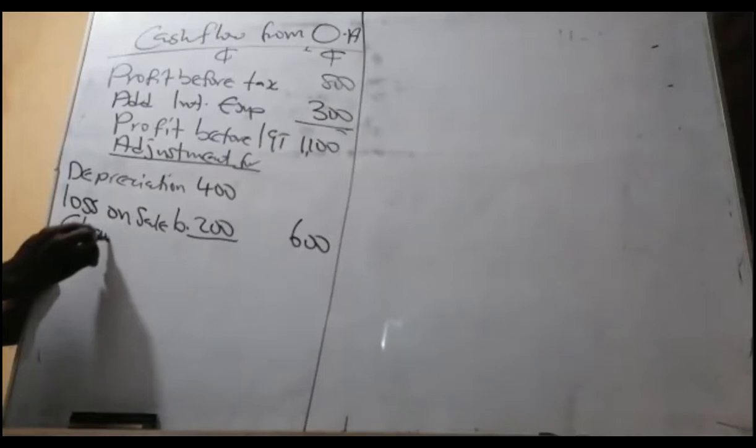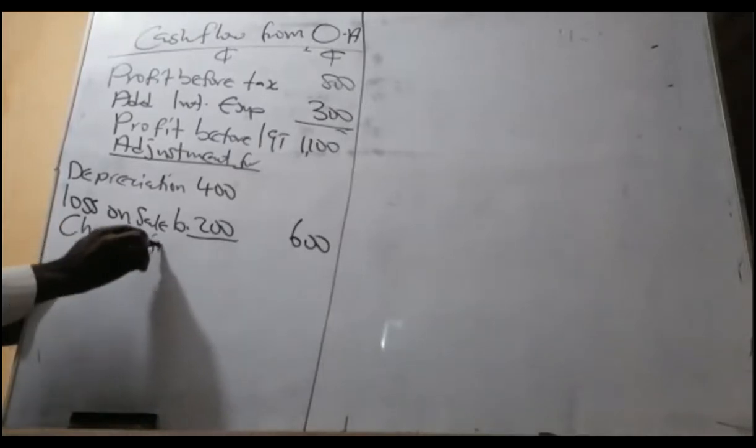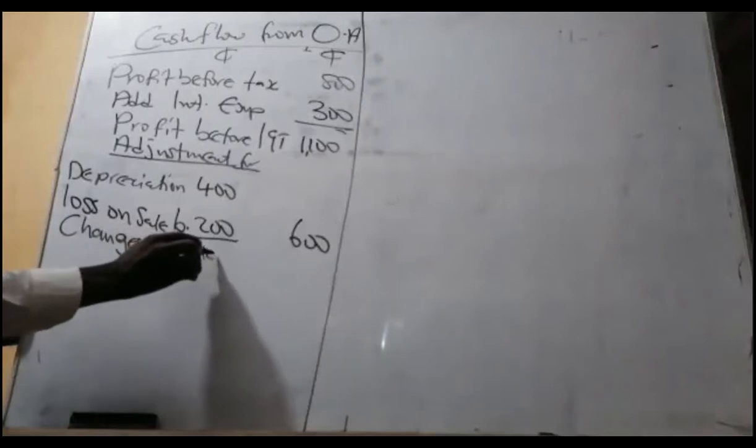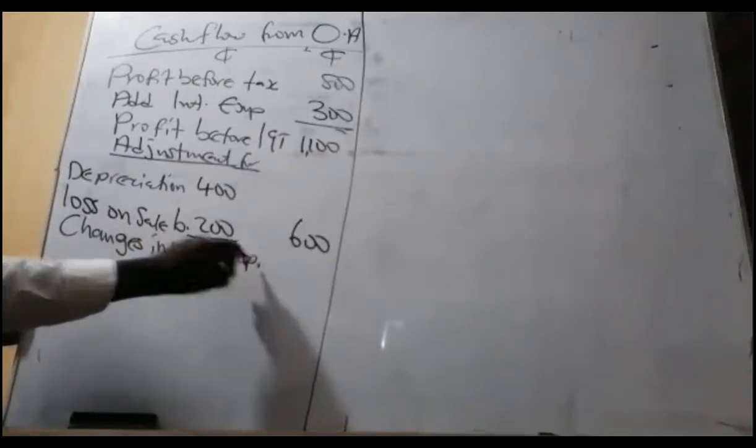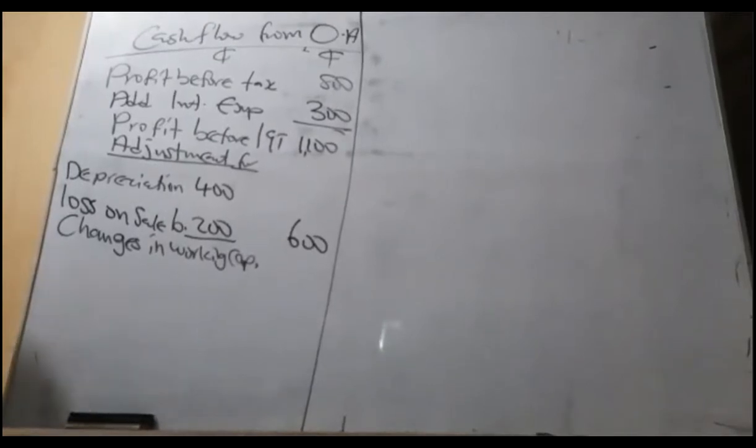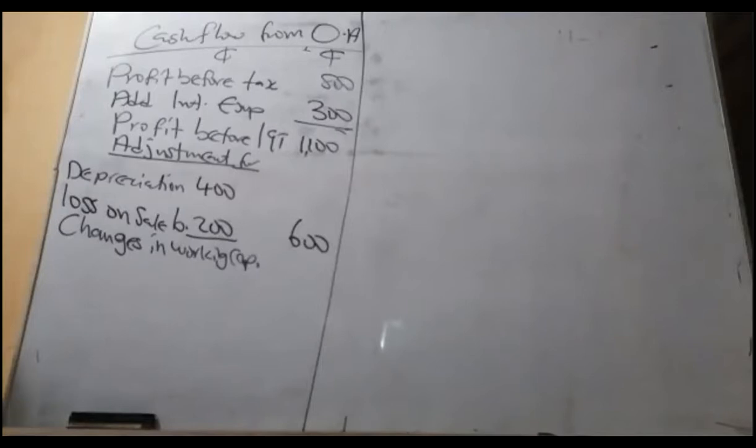Now I'm on changes in working capital. So the three working capital items: inventory, trade receivables, and trade payables. I have to check whether there has been any changes. Changes simply means the closing balance less the opening balance, the movement. All you need to know is whether it has increased or decreased. Just find the difference. The rest is for the examiner. Good.